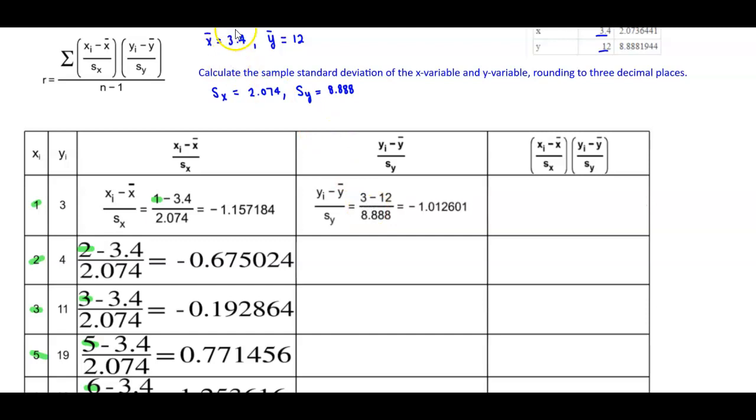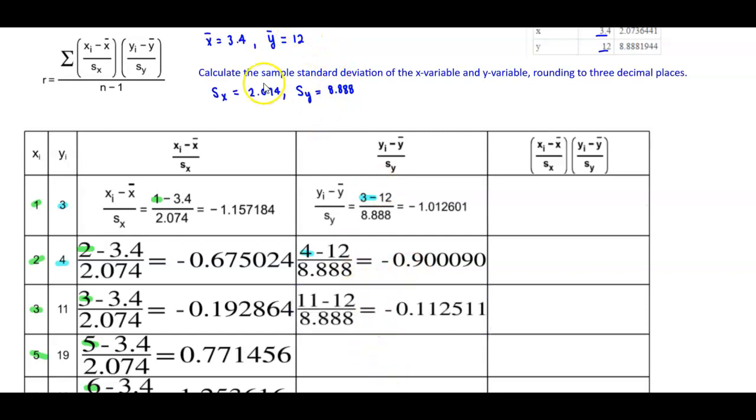So we're going to take the value of 3, and that's for the y, and we're going to subtract the sample mean, which is 12, divided by the sample standard deviation of y, which is 8.888. Okay, likewise, we're going to take 4. So now 4 is the next y value. So now that becomes 4 minus the mean of the y values divided by the standard deviation of the y values.